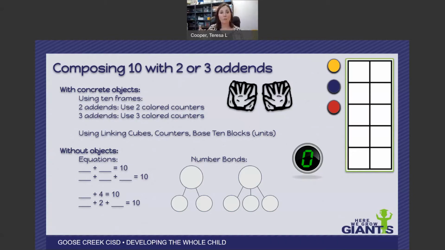So we want them to understand all the different sums of 10 there are, so that when they are moving to harder problems, they're able to say, oh, that's a 10. I can put that 10 together. We want them to use their fingers. They have a set of 10 built in.